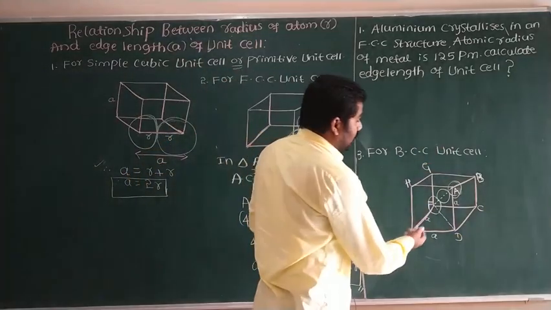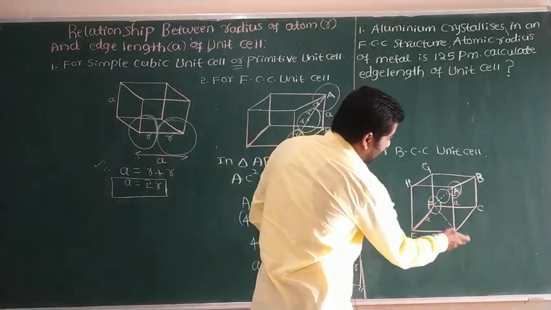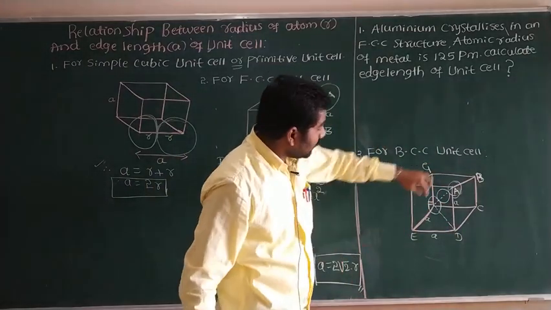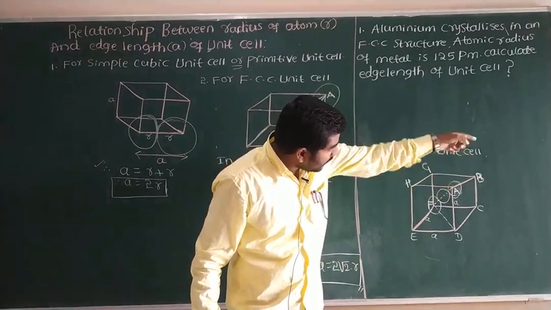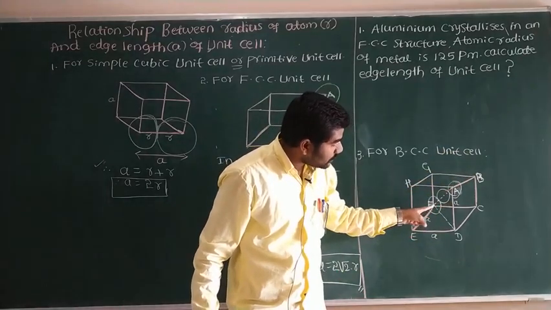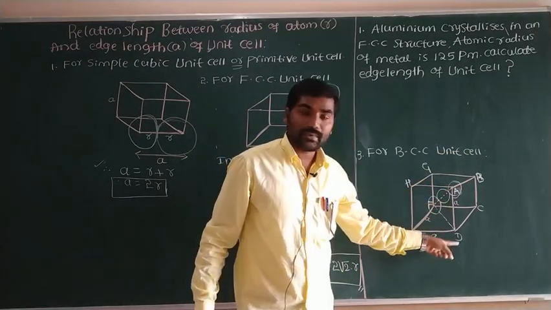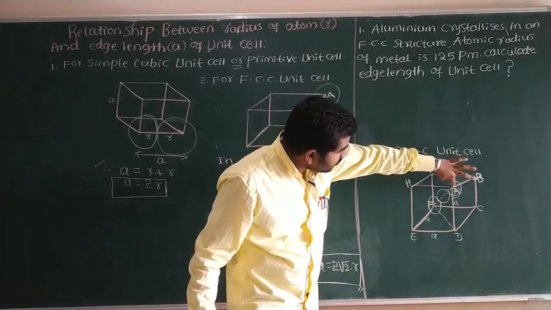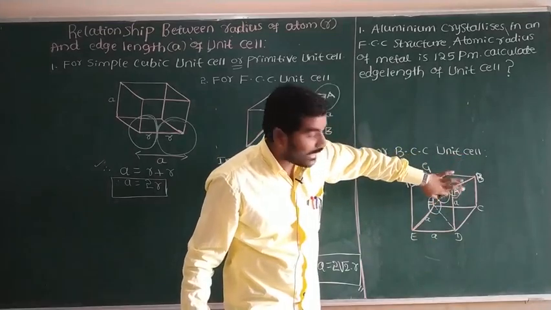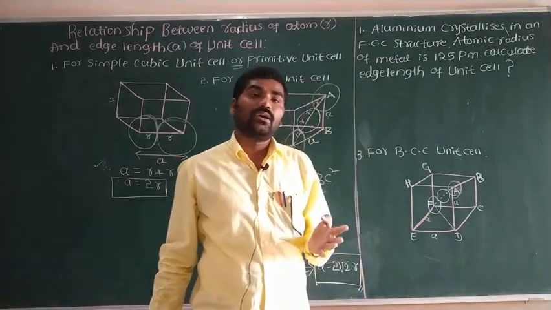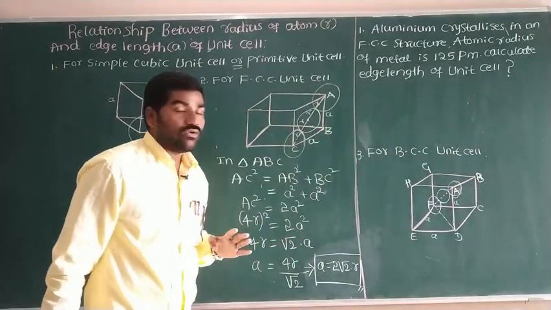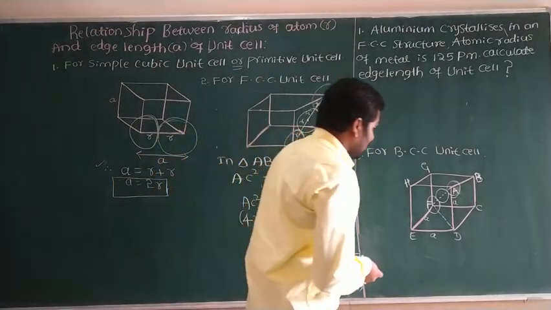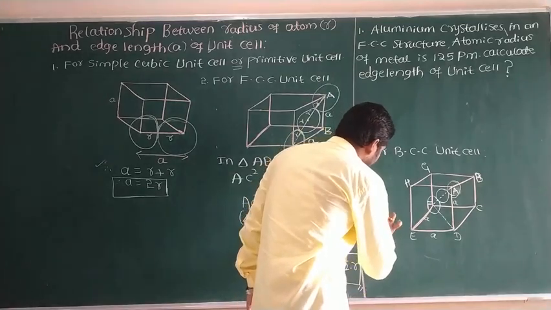So here observe the triangle AFD. In this triangle AFD, apply the Pythagoras theorem. Again you will get AF square equals FD square plus AD square. What is the value of AF? AF equals, this is R, this is 2R and this is R. Therefore again we will get the body diagonal, that is the value of AF, which is 4R.